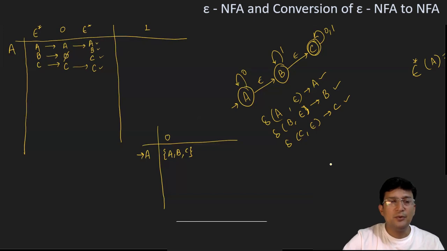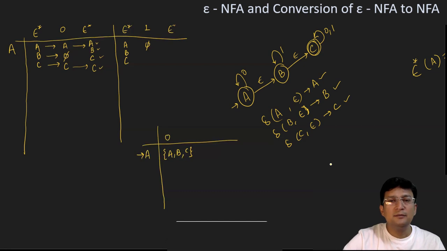Let's say we are computing the transition of A with 1. So how will we compute that? First, we'll compute the epsilon closure. Then I will compute the transition with 1. And then I'll again compute the epsilon closure. So here the epsilon closure of A is already defined. This is A, B, C. These are all the states wherein I can move by only getting epsilon. Now A on 1 is undefined.